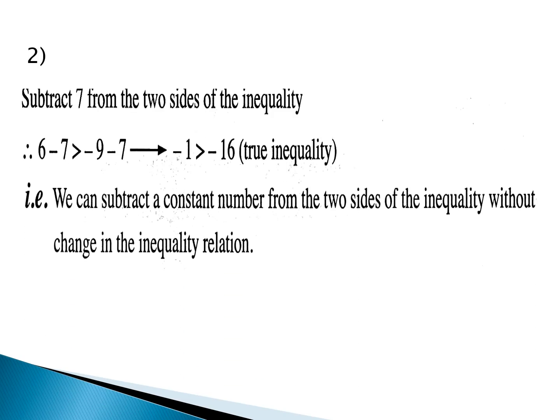Another property, when subtracting a constant: by subtracting 7 from both sides, we have 6 - 7 greater than -9 - 7, and the inequality is still true. It doesn't change the inequality relation also, because -1 is greater than -16.